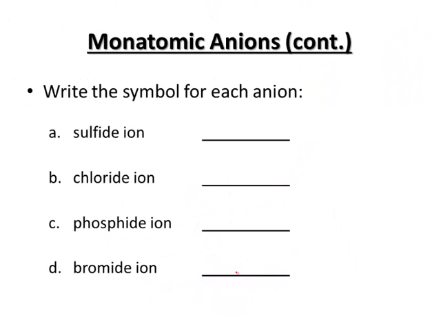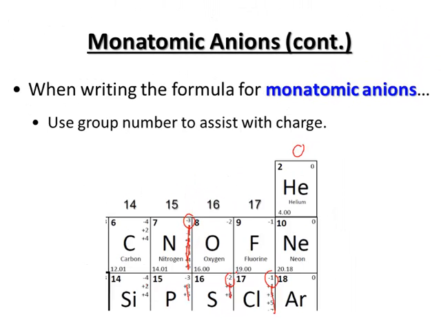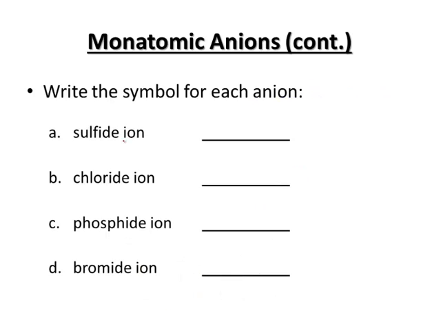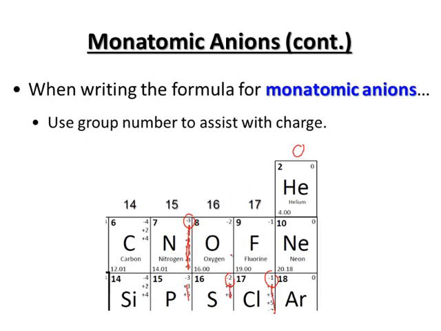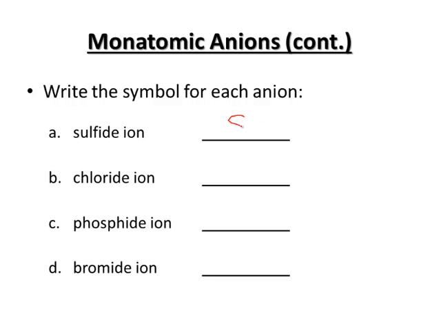So on your periodic table, we'll fix up your periodic table in just a second. Sulfide ion, if we were to find sulfur on our periodic table, sulfur, top one, -2. So sulfide is going to be S with a -2. Chloride is an ion, so chlorine, Cl with -1. Phosphorus is going to be a -3, and bromide a -1.